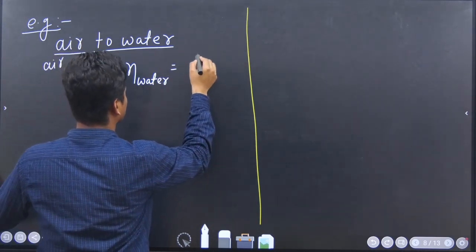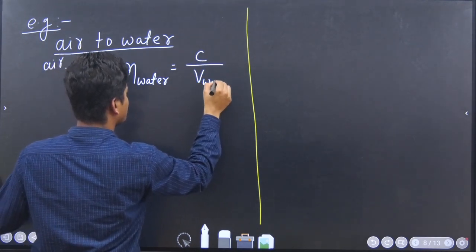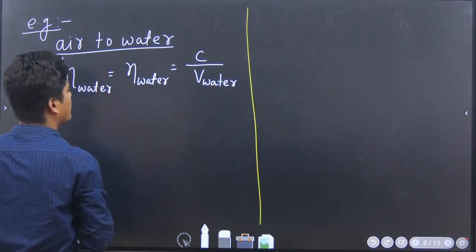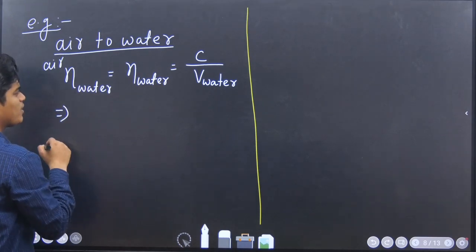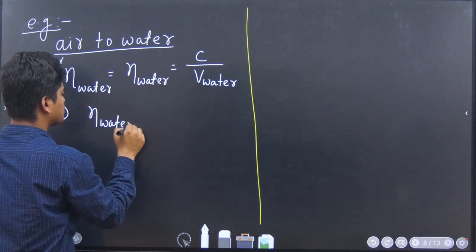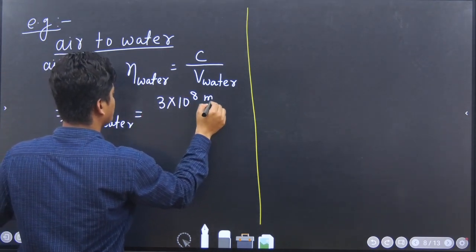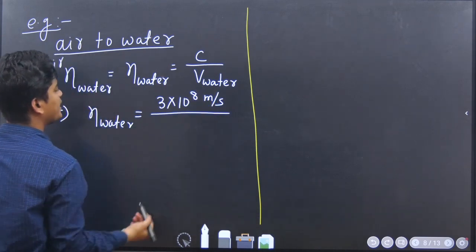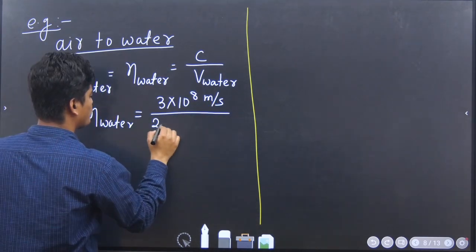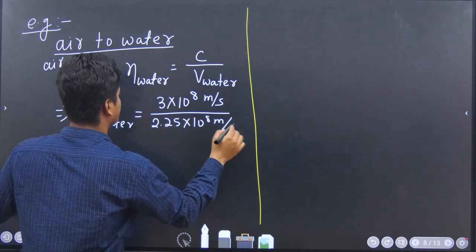Now this is nothing but the speed of light in vacuum divided by the speed of light in water. Okay. Now here I can write the refractive index of water is nothing but the speed of light in air medium, remember, 3 into 10 to the power 8 meter per second, and in water medium it is 2.25 into 10 to the power 8 meter per second.